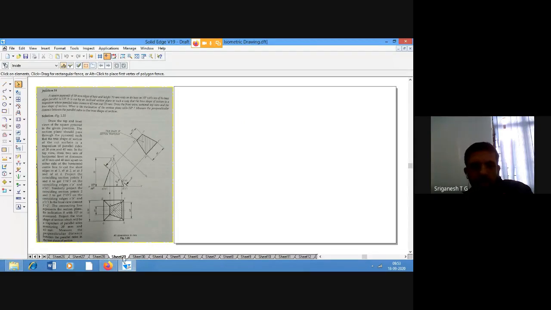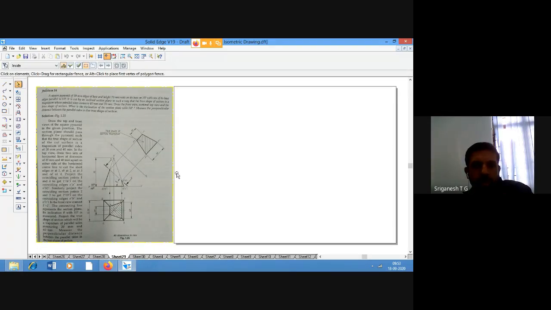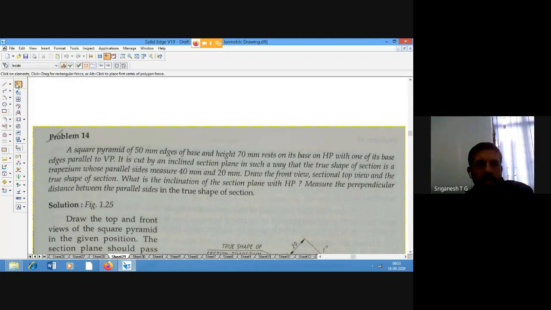Okay, so we'll go to another problem which is similar in type. We'll see that problem over here now. So the next problem is going to be what? A square pyramid. That means the base of the pyramid is square. The edge length is 50 mm, and the height is 70 mm for the pyramid. Rests on its base on HP.